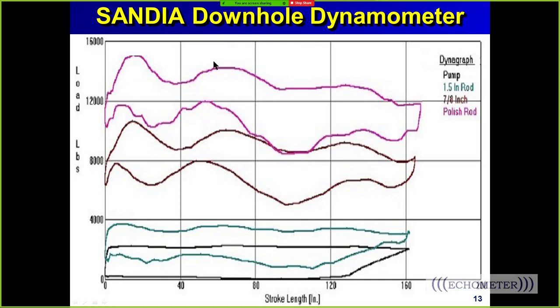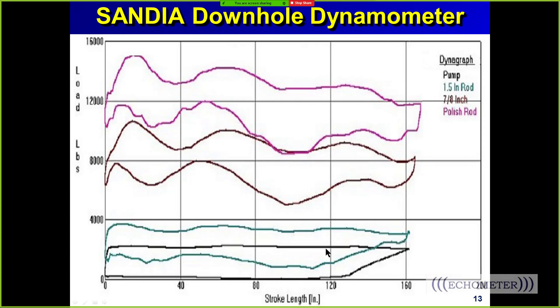So here's the measured data at the surface, right below the polish rod. And then here's the next rod taper, or the 7/8 rod taper. And this is right above the weight bars right here. And then there's our pump card right here. So here's our downhole pump card.